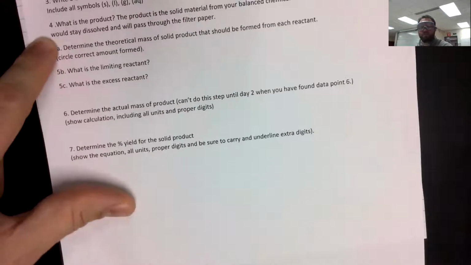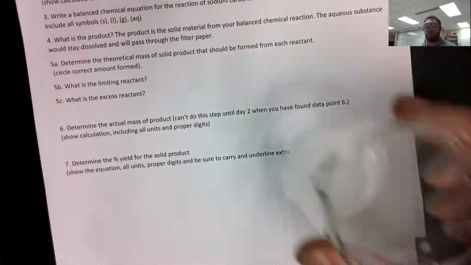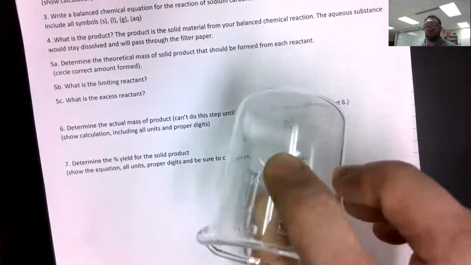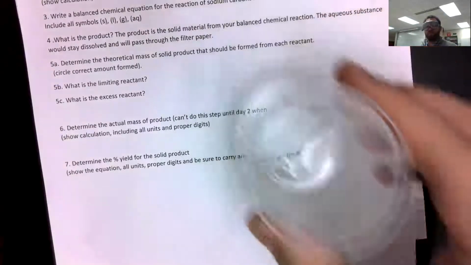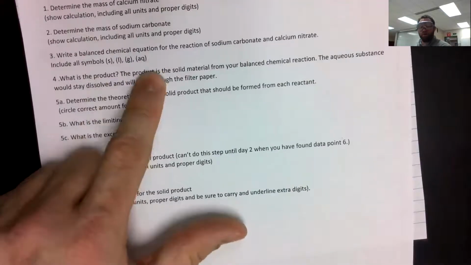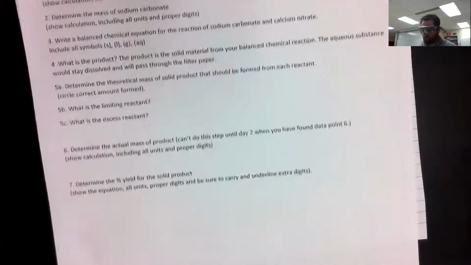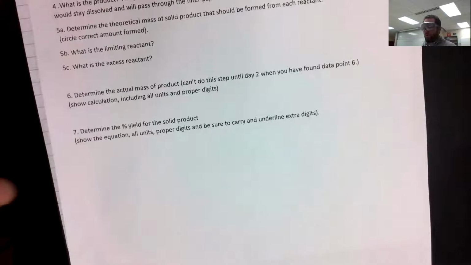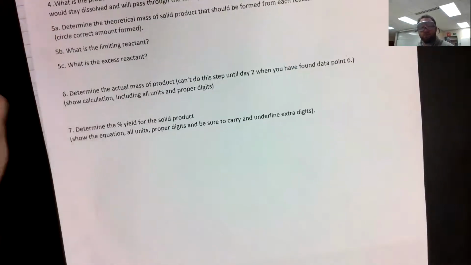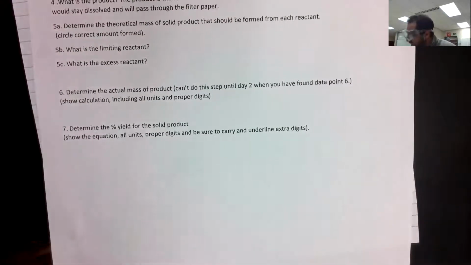What is the product? What is this white material here? What's in there? Again, the way to figure out what the product is, is to figure out from your balanced chemical equation which one is solid. Once you figured out what your product is, now you're ready for your stoichiometry. And again, you guys can do this while we're kind of sitting here waiting for this stuff to drain, just kind of watching paint dry.